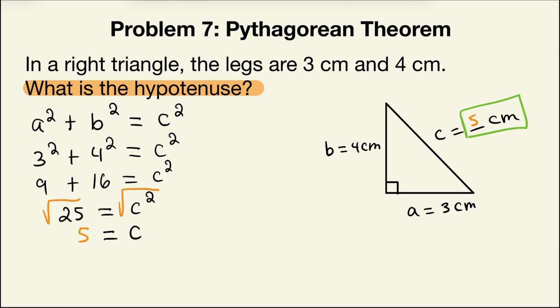I'll also leave you with this. The hypotenuse is the longest side, and it's opposite the right angle. Okay, so with that, let's move on to problem number 8.